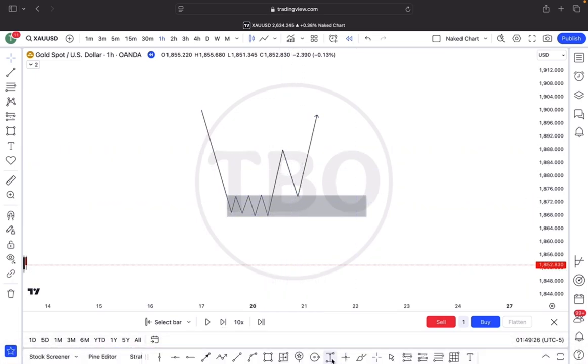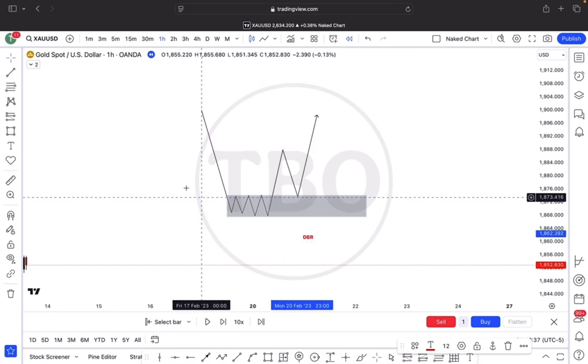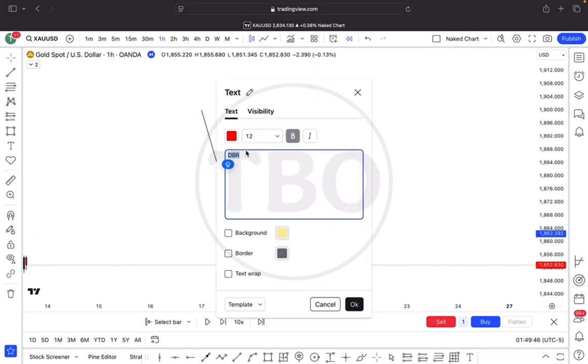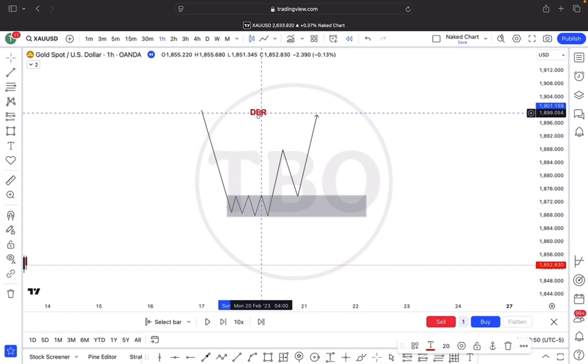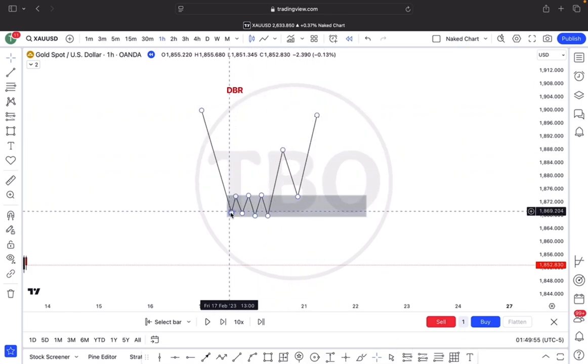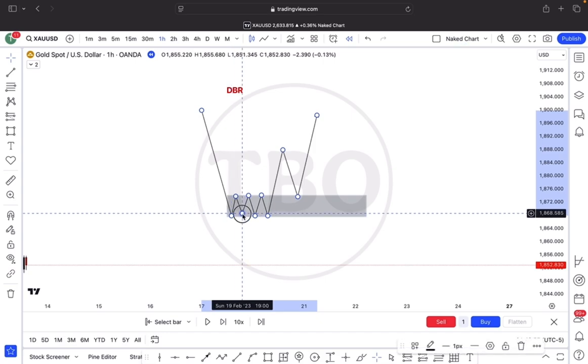So for this one, it's D, B, R. So drop, base, rally. So that's the normal abbreviation when it comes to the demand reversal. But as you know, I have my own abbreviation, right? Because I want to make it clear, I want to make it detailed and very understandable, right?